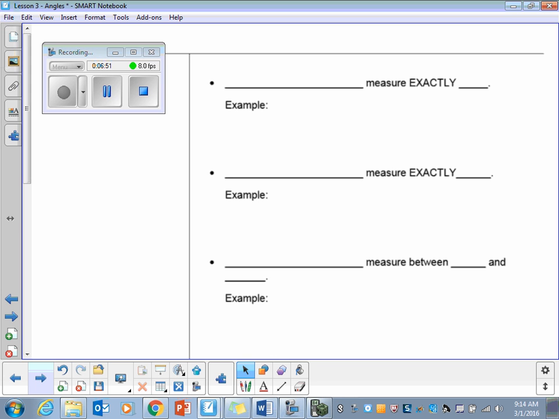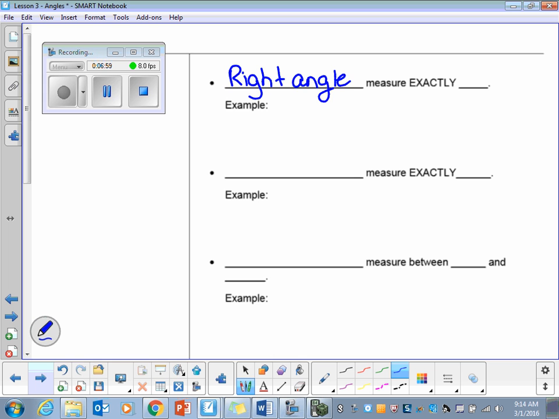My apologies. A right angle measures exactly 90 degrees. So we have a symbol for right angles. We draw in a little baby square at the vertex, and that tells whoever's looking at this that this is a right angle. Let's see, H, I, J.